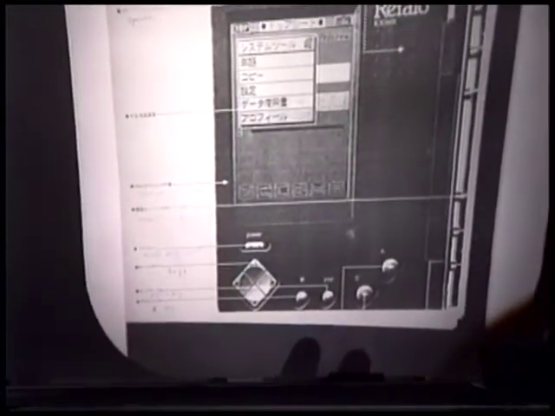It's also from a year and a half ago. This is some of the Japanese marketing literature on the Refalo.